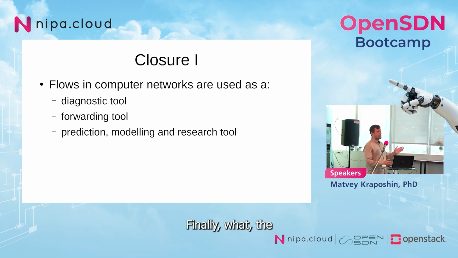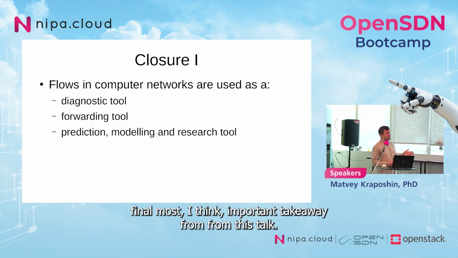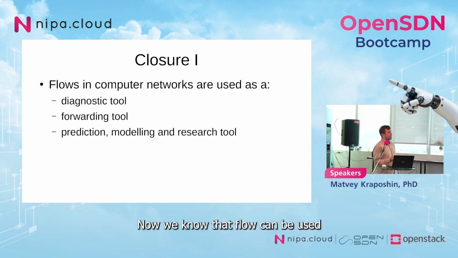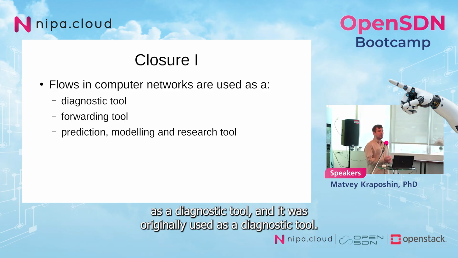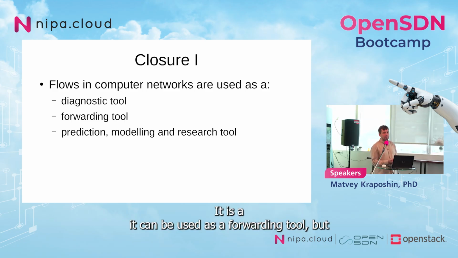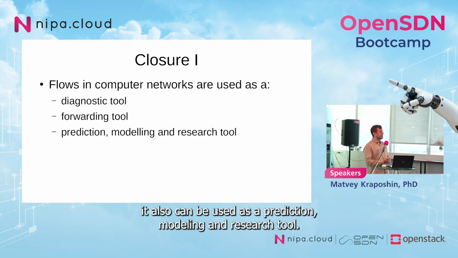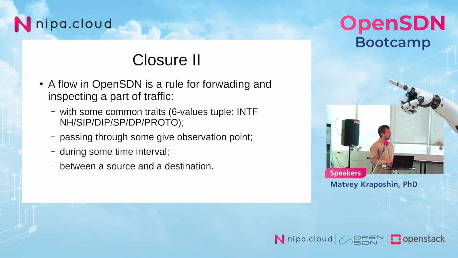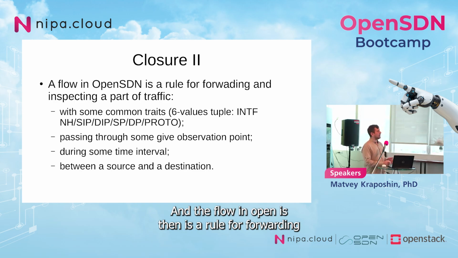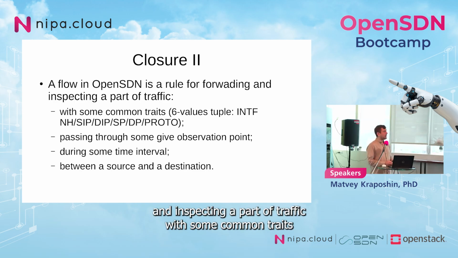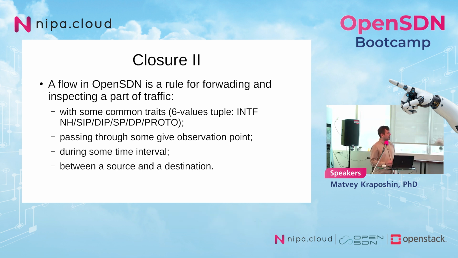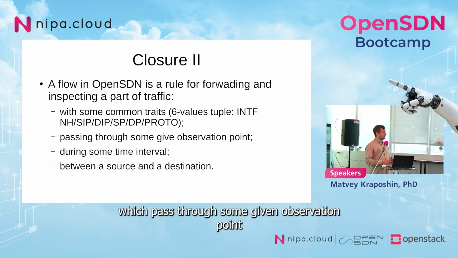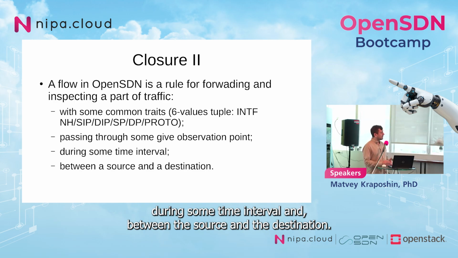Finally, what is, I think, the most important takeaway from this talk. Now we know that flow can be used as a diagnostic tool, and it was originally used as a diagnostic tool. It can be used as a forwarding tool, but it also can be used as a prediction, modeling, and research tool. And a flow in OpenSDN is a rule for forwarding and inspecting a part of traffic with some common traits, which pass through some given observation point during some time interval and between a source and a destination.